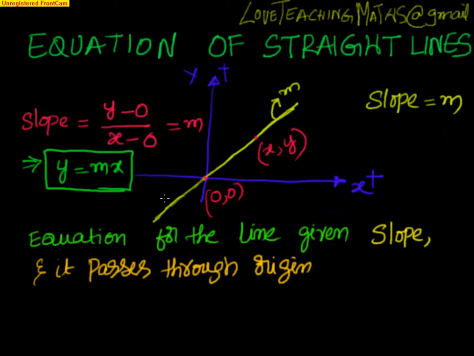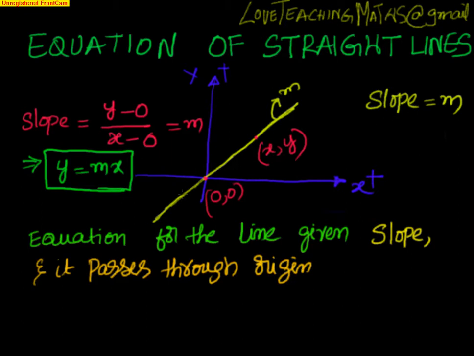Let me repeat it again. With respect to straight lines, the effort is always to find the points so that either you can find the slope, or you have already been given the slope. Then you equate delta y by delta x to the slope so that you can frame the equation.